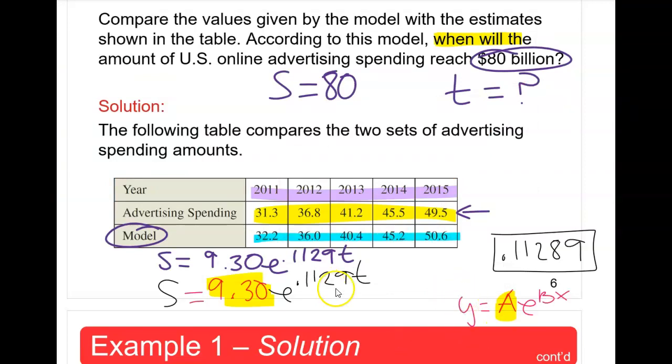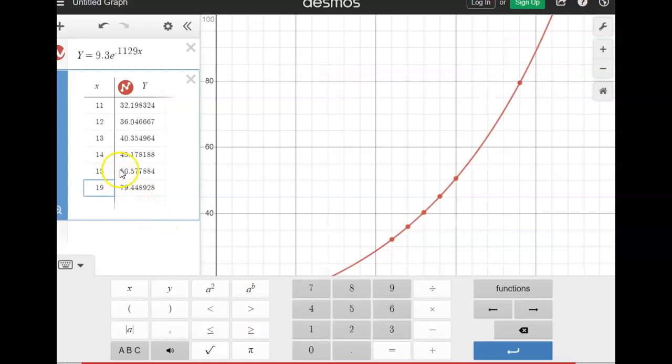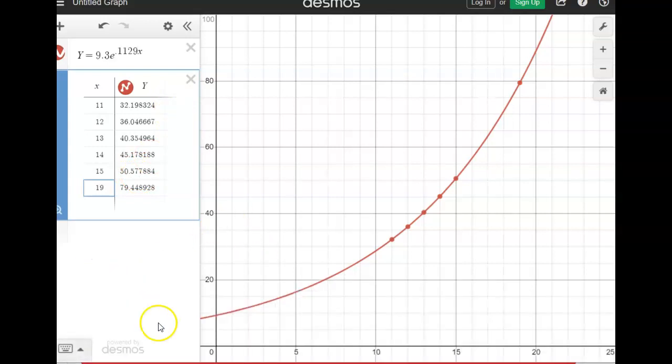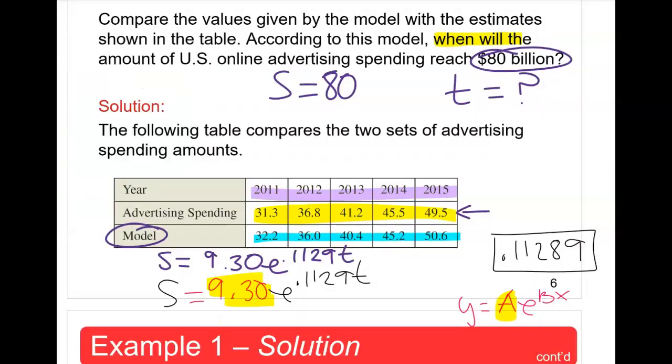So for the year 15, we have 50.6. Let's see if it's true with the table. 50.6. Yeah, if we round it to one digit. So as you see, the numbers are different, but that's because they came from the model, and the other ones came from the data that we had. So they could be a little bit off.